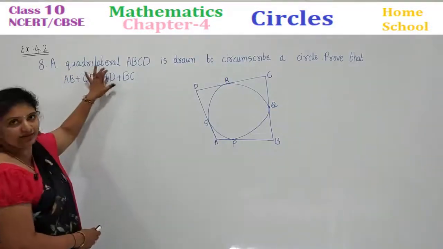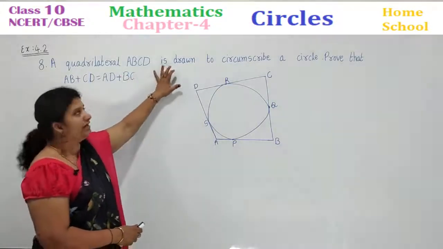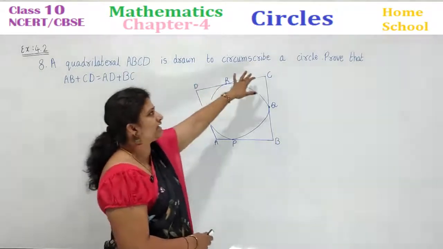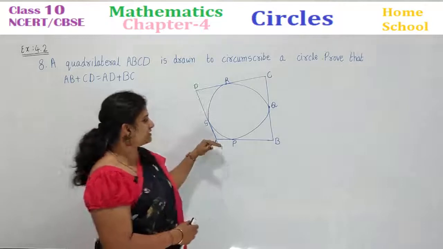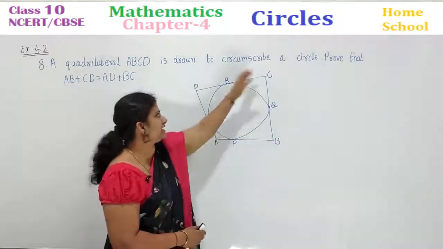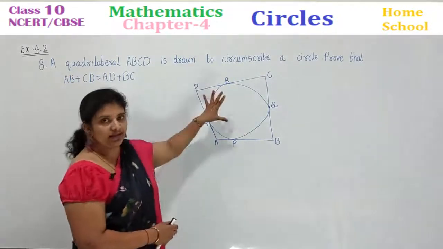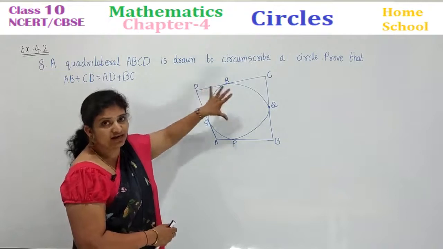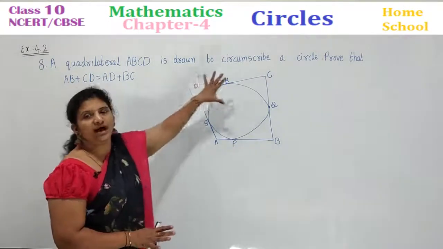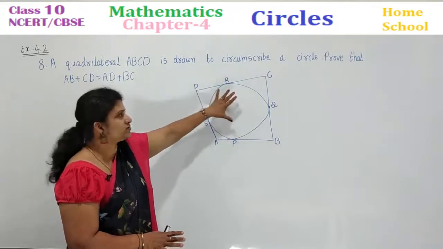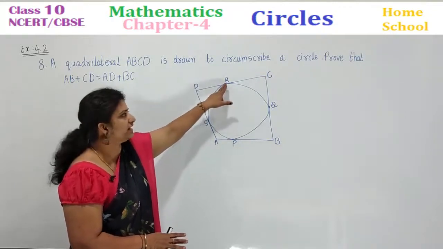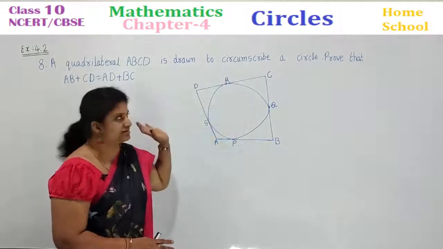Eighth problem. A quadrilateral ABCD is drawn to circumscribe a circle. What is this, children? You can say quadrilateral ABCD. The quadrilateral is circumscribing a circle. This quadrilateral is touching the circle at 4 points.